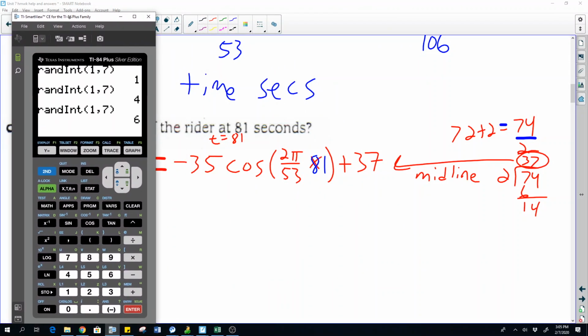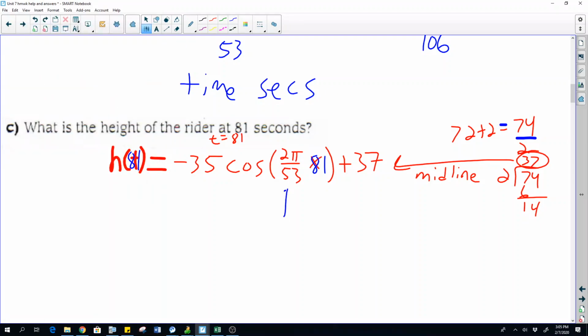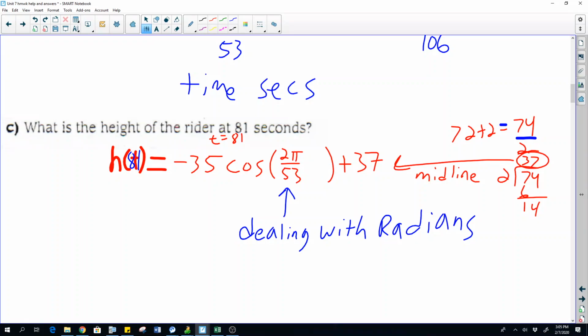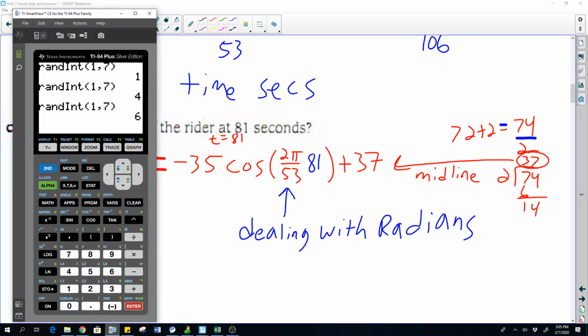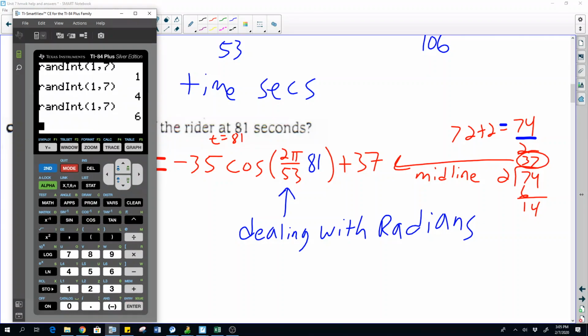And here we go. One thing I'm going to tell you that's really super duper important, because now we're dealing with something different than we've done in the past, is that we're actually dealing with radians, because we have 2 pi in there for cosine. We're plugging in 81 for t, so we're dealing with radians. That means our calculator mode needs to now be in radians. There we go.